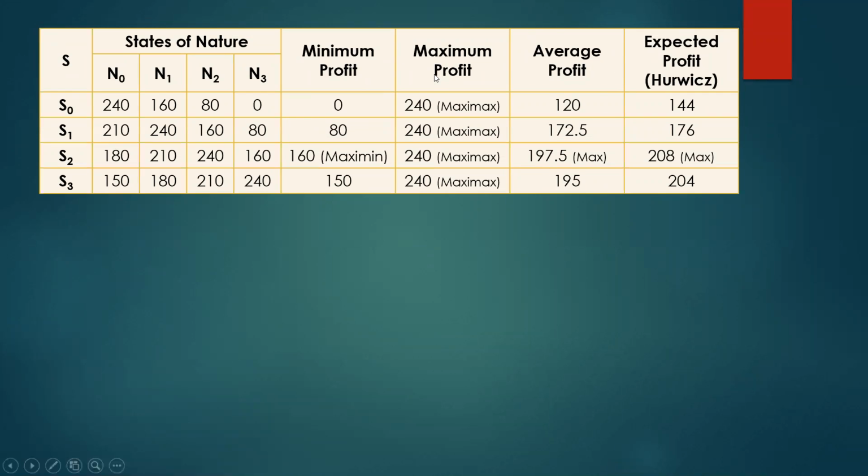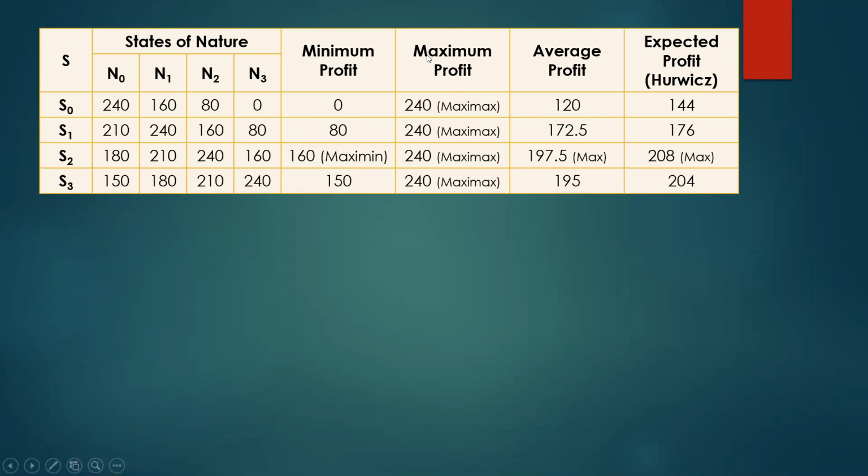I've added 4 more columns here. The first one is your minimum profit, then maximum profit, average profit, and expected profit. Now, how do you do the calculations? Simple: find the minimum value from each strategy and put it down here. The one which is maximum is known as your maximum value.